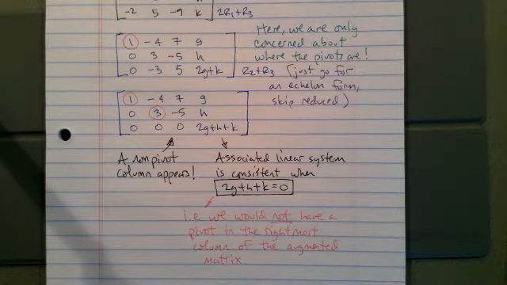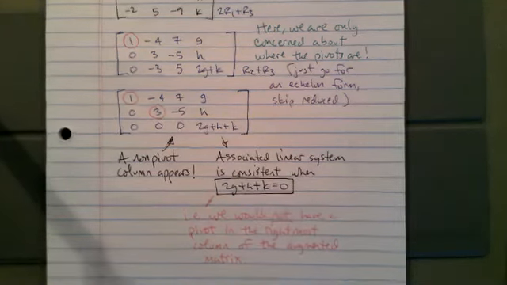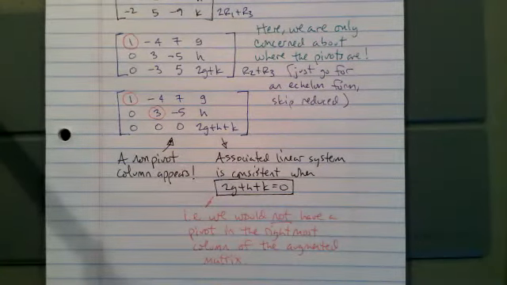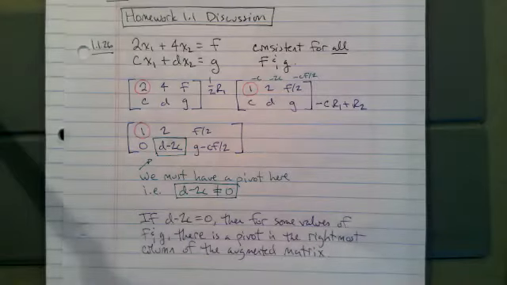Any questions? I have one. So back to question 26. What if d minus 2c is equal to 0 and g minus cf divided by 2, the last one, is also equal to 0? So you can get infinitely many solutions.